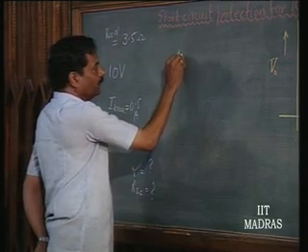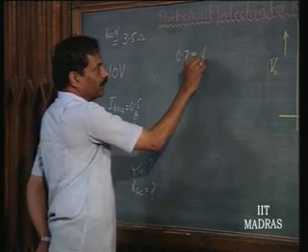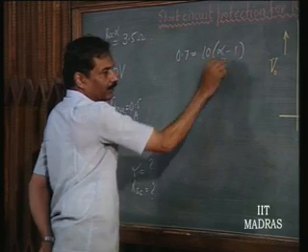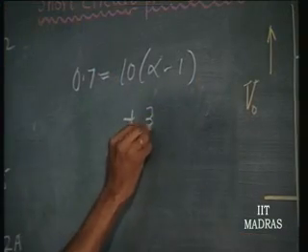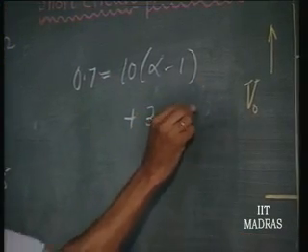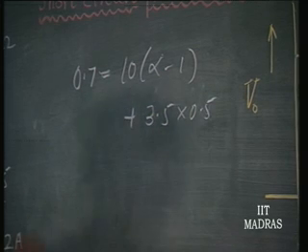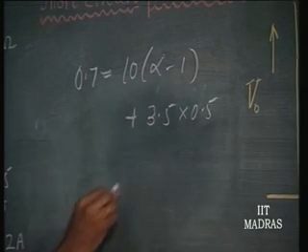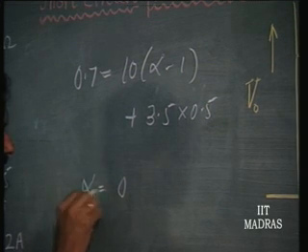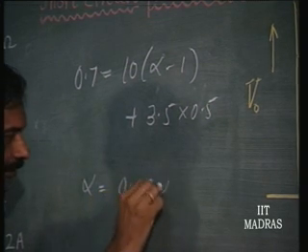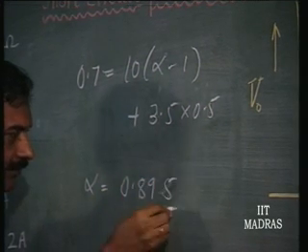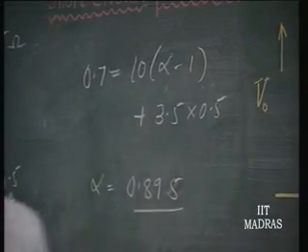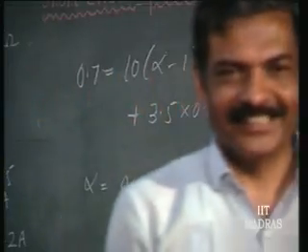So, 0.7 equals 10 into alpha minus 1 plus 3.5 into 0.5. So, what is the value of alpha? 0.895. Already it is coming close to 1.